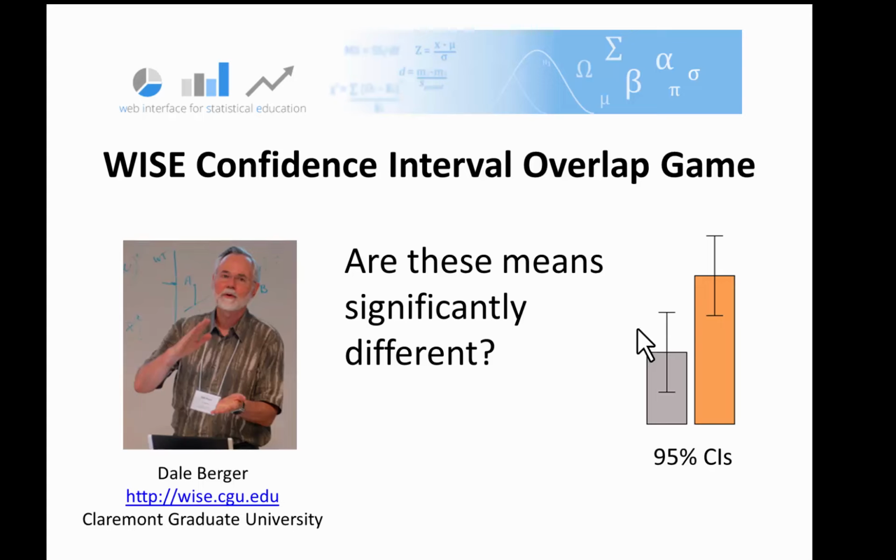Now, many people believe that if confidence intervals overlap, that indicates a non-significant difference between the two means. But in fact, the means can be significantly different even when there is some overlap of the confidence intervals. This is called the overlap fallacy.